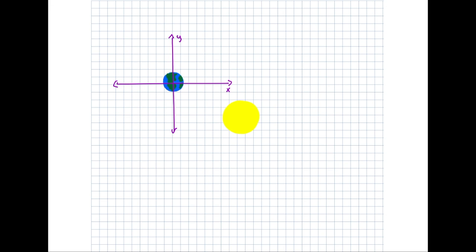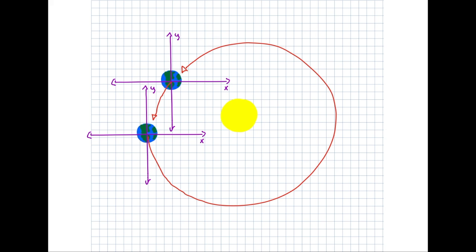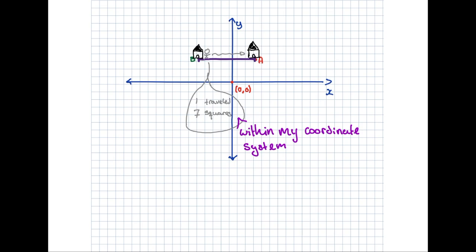If we add our coordinate system to this model, we see that it's also traveling around the Sun, if we want point A and point B to remain fixed. So just like the Earth, we can set our coordinate system to rotate around the Sun. And in the exact same way, we can say that the coordinate system is orbiting the center of the Milky Way. So yes, Sticky did travel 7 squares within the coordinate system, also known as the frame of reference.